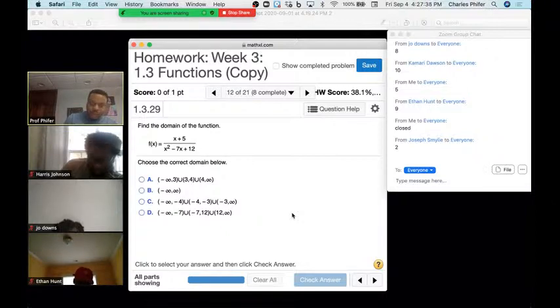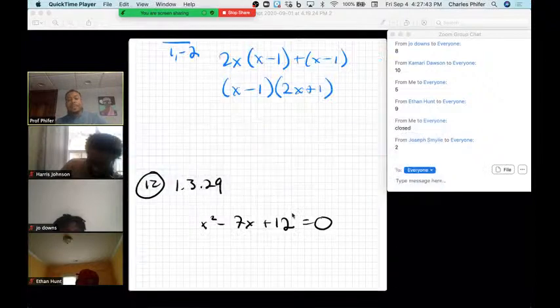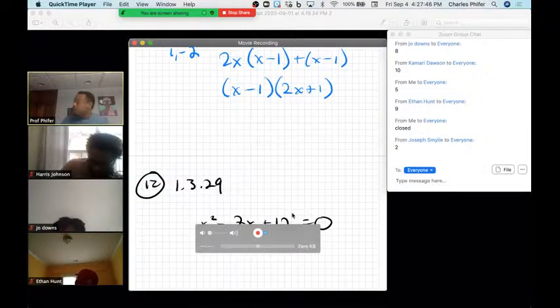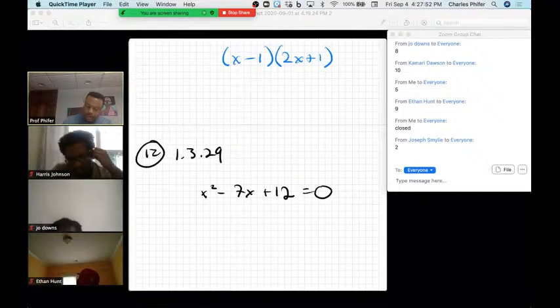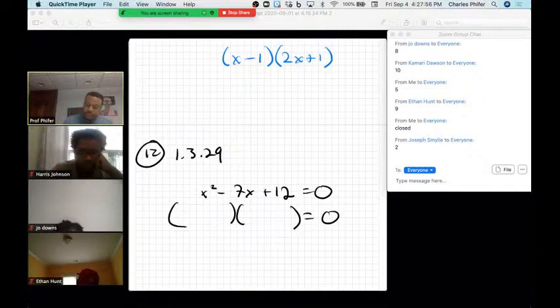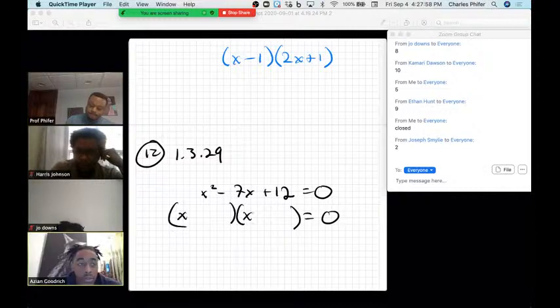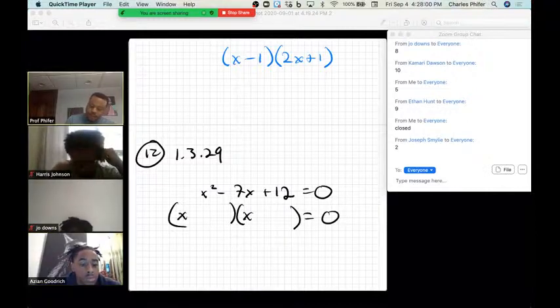I just want to take this x squared minus 7x plus 12. We're going to set that equal to 0 and factor. Let's hop over to the iPad. Okay, so I heard factor the bottom. So let's factor this, right? We're looking for something like this. We've got x and x. Can you give me the numbers? -3 and -4.